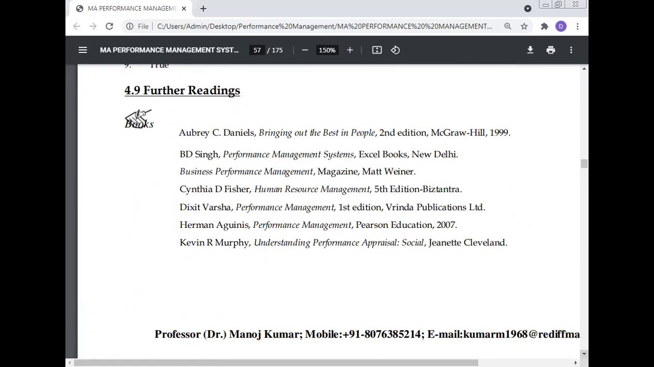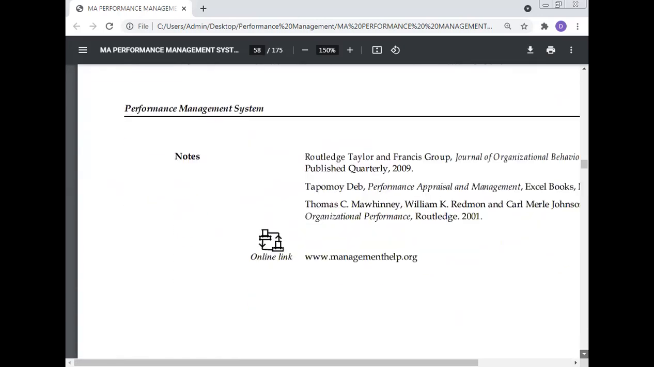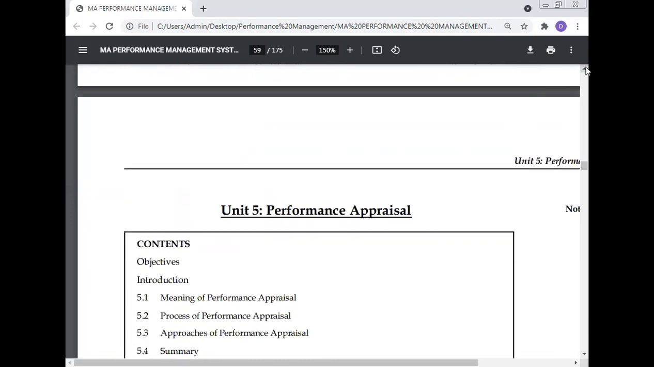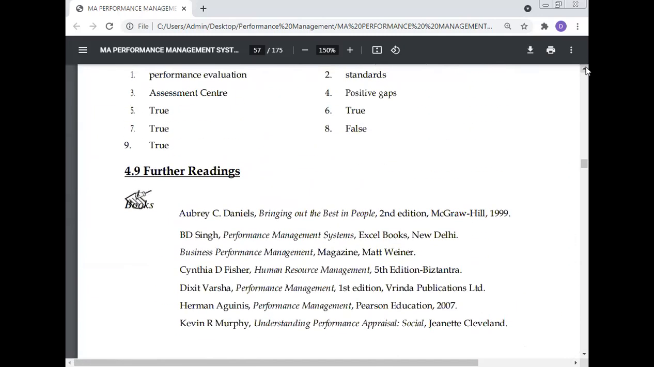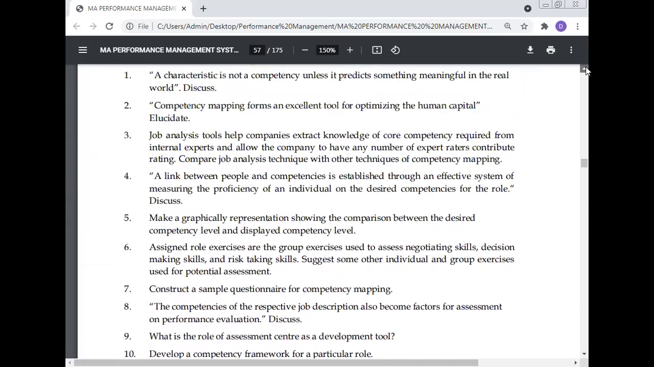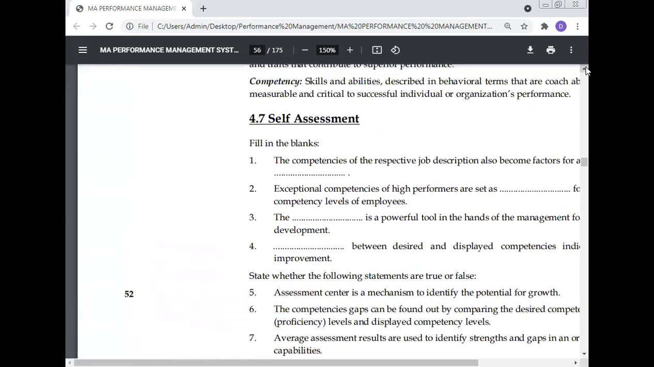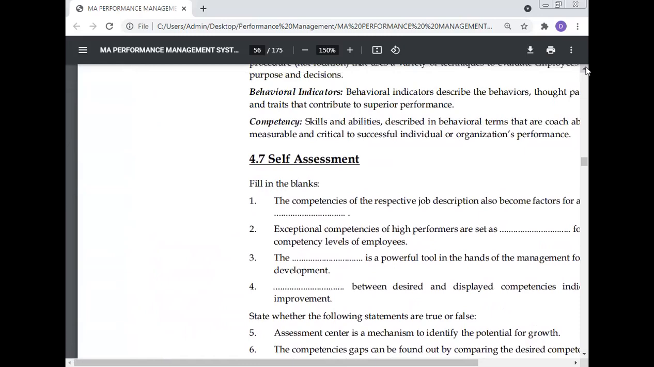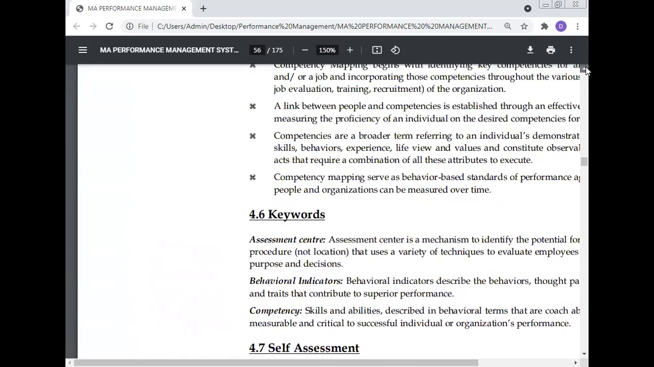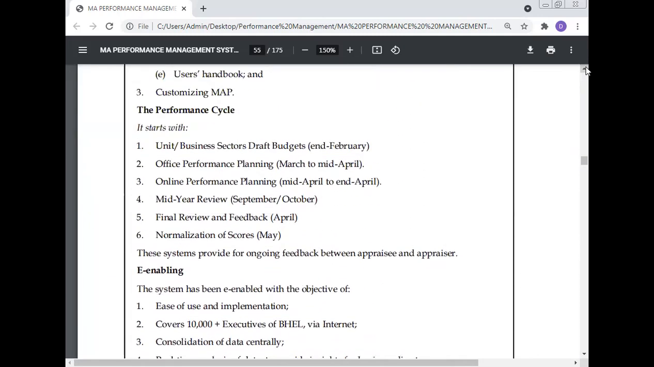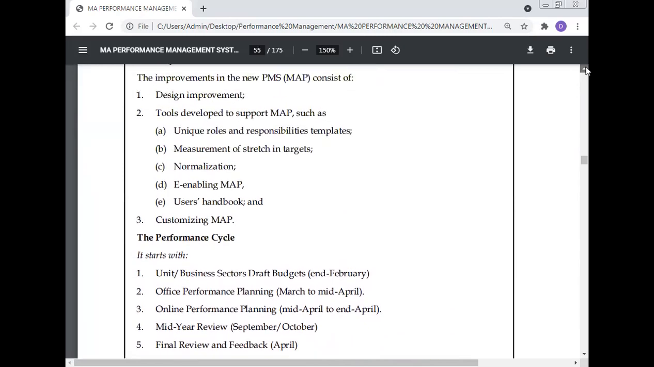Competency mapping is important. We have discussed the further reading, the review questions on competency mapping, the self-assessment on competency mapping, keywords on competency mapping, summary on competency mapping, and enabling the performance cycle.